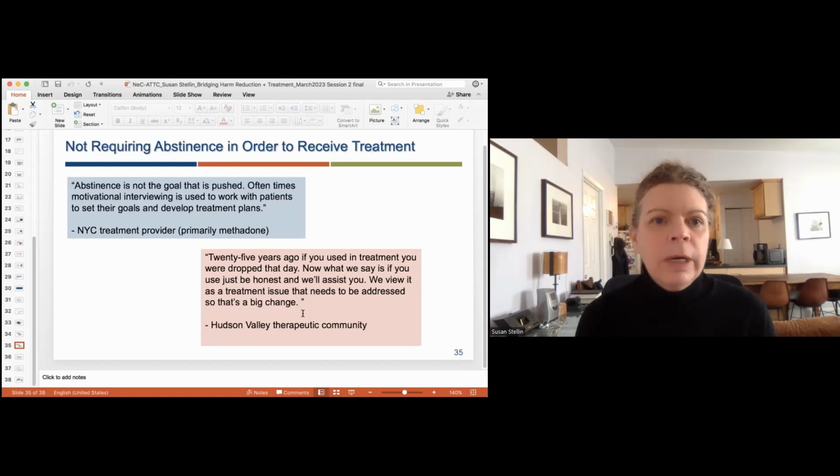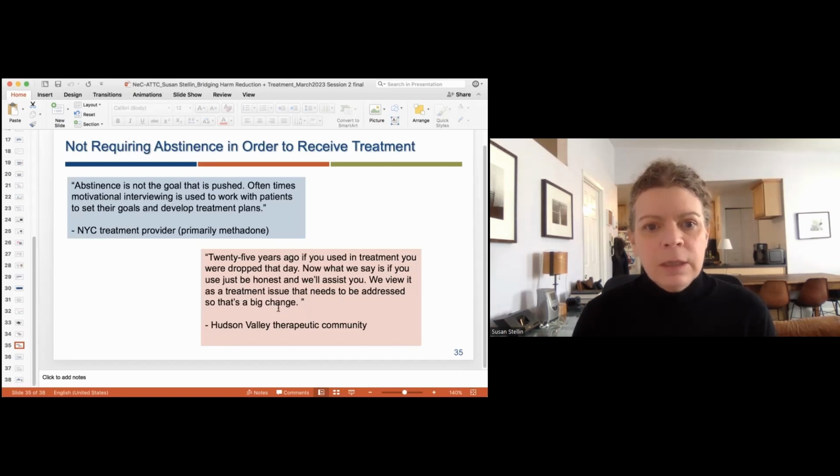And not requiring abstinence in order to receive treatment. I talked about some of the programs, specifically Prevention Point and the RED project. But this is, again, the methadone provider in New York City: abstinence is not the goal that is pushed. Oftentimes, motivational interviewing is used to work with patients to set their goals and develop treatment plans.